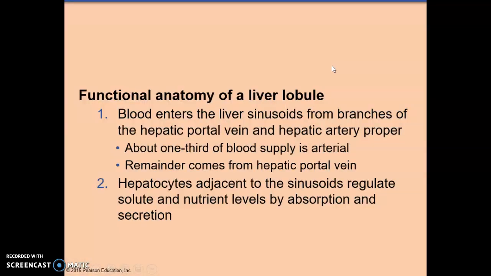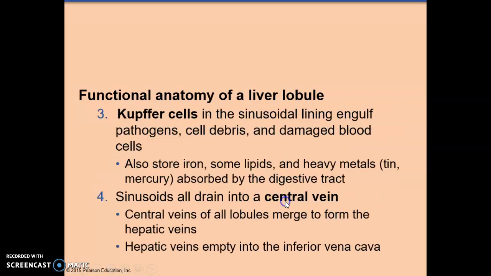Blood enters the liver sinusoids from branches of the hepatic portal vein and hepatic artery proper. About 1/3 of blood supply is arterial. The remainder comes from the hepatic portal vein. Hepatocytes next to the sinusoids regulate the solute and nutrient levels by absorption and secretion.